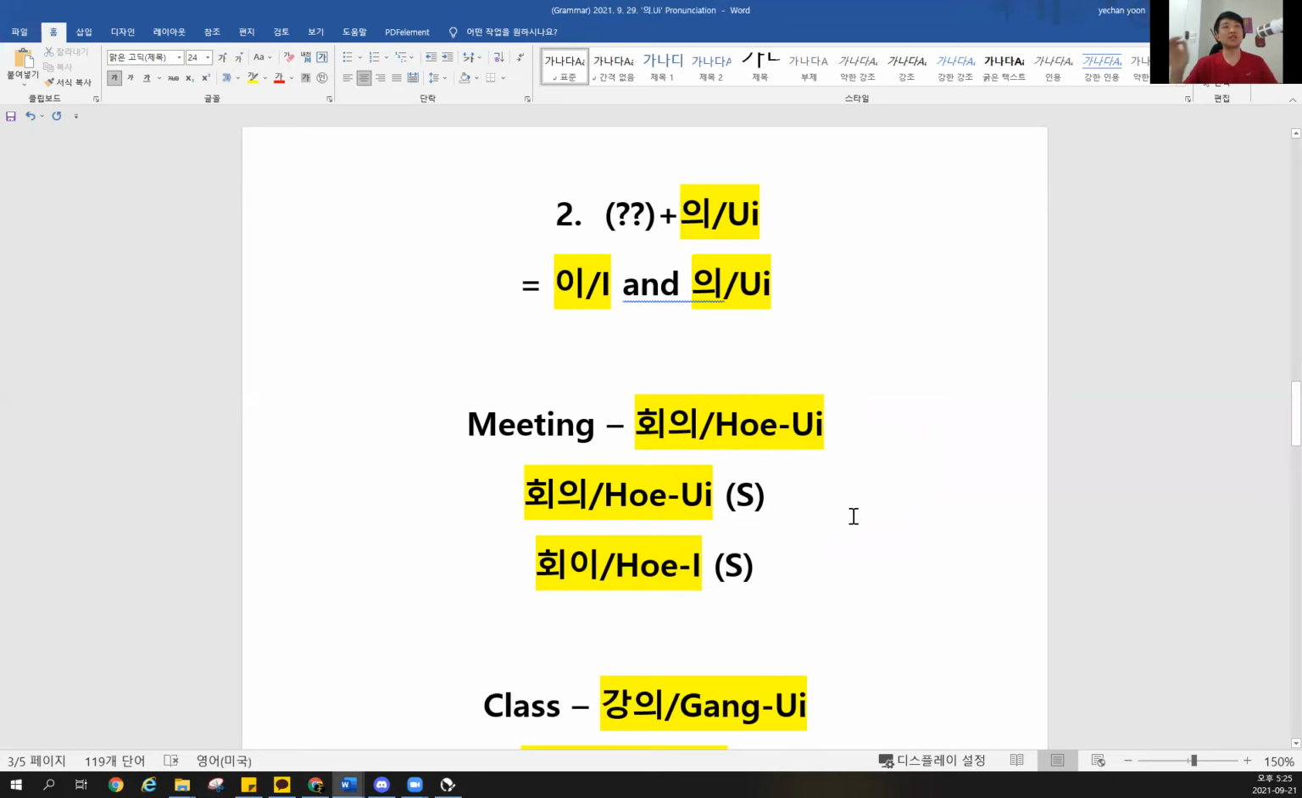So let's say somebody wants to say we have a meeting tonight, 오늘 회의 있어요. Then you have to understand that it means meeting. So if you want to write that down, please don't get confused. Even if they're speaking and it's pronounced as 회의, you have to write it down with 회의.